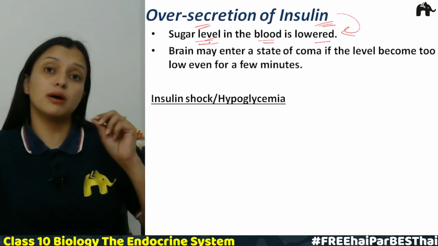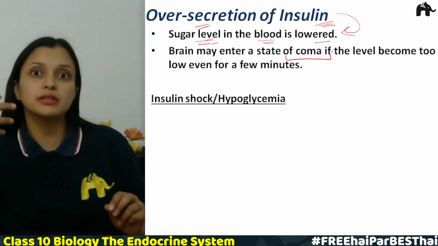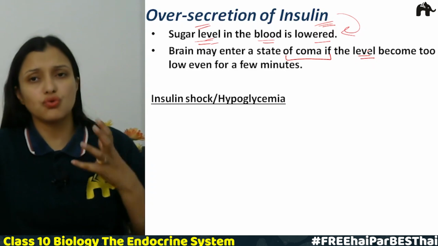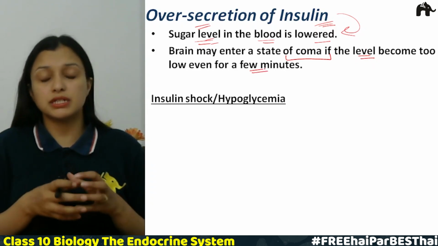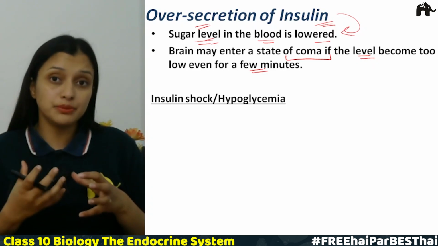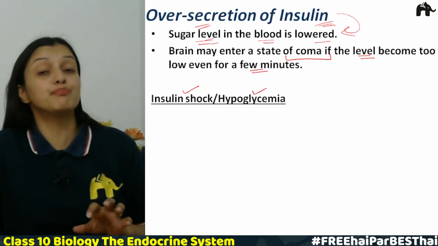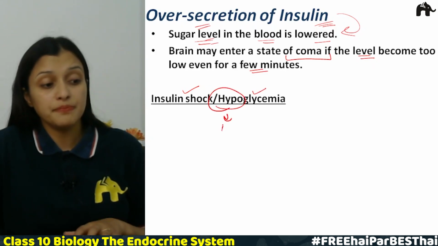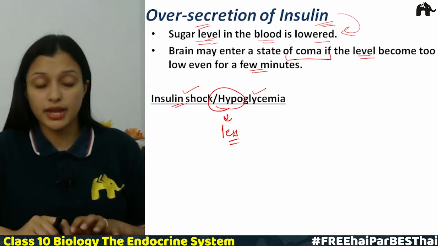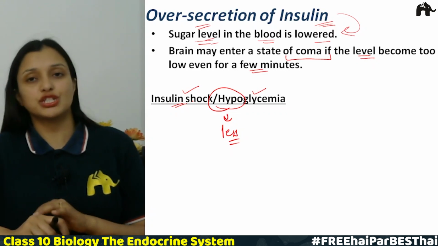If a person's brain does not get enough glucose, that person might go into a state of coma, and this can be dangerous even for a few minutes. Say for a few minutes a person's brain did not get glucose, that might be dangerous for that person, and this is called insulin shock or hypoglycemia, when there is very little sugar in the blood, right? So it is also called insulin shock. Okay, so I hope both the under secretion and the over secretion are clear to you.